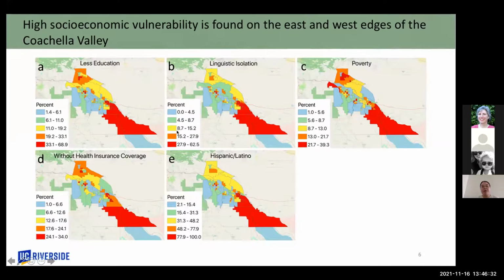These maps show the spatial distribution patterns of the 5 socioeconomic indicators on the census tract level. On this map, we found that there is a very clear spatial pattern for the socioeconomic status. Typically, the highly socioeconomically vulnerable communities are more likely to cluster around the east and also the west edges of the valley. It's very similar for all 5 of them, though it does have some disparities for the socioeconomic vulnerability.